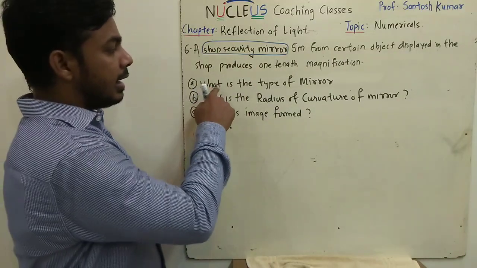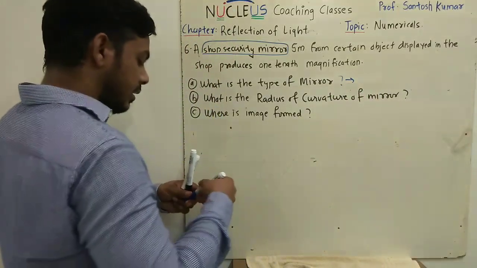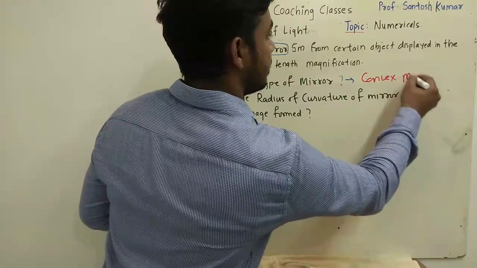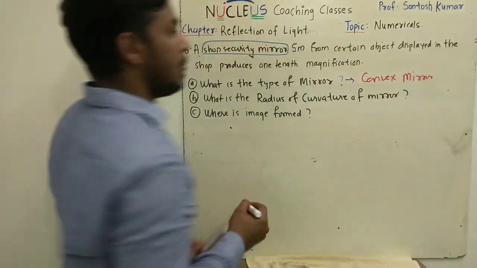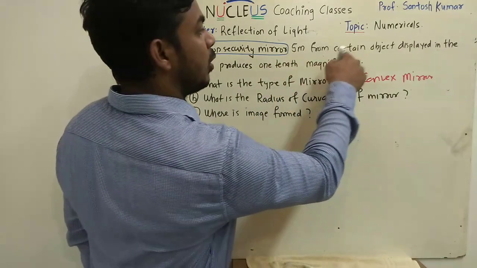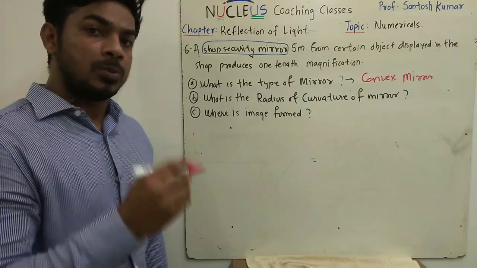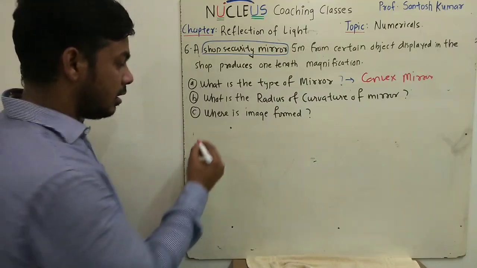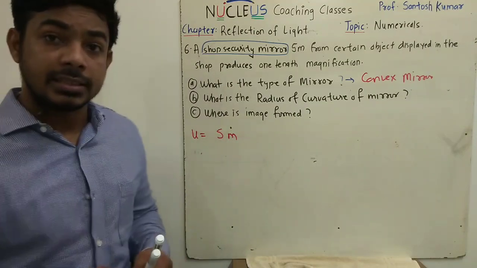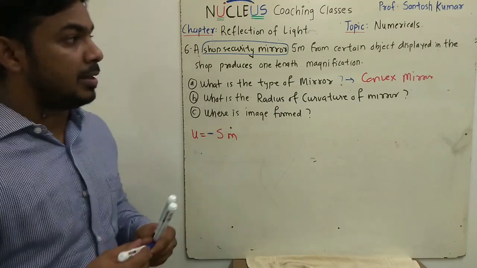So what is the type of mirror? This question can be simply answered: the mirror type is nothing but a convex mirror. Right? So this shop security mirror is 5 meters from a certain object. So the mirror is kept from the object at a distance of 5 meters. Here the value of u will be taken as 5 meters, but the object distance is always negative, so u will be minus 5 meters.